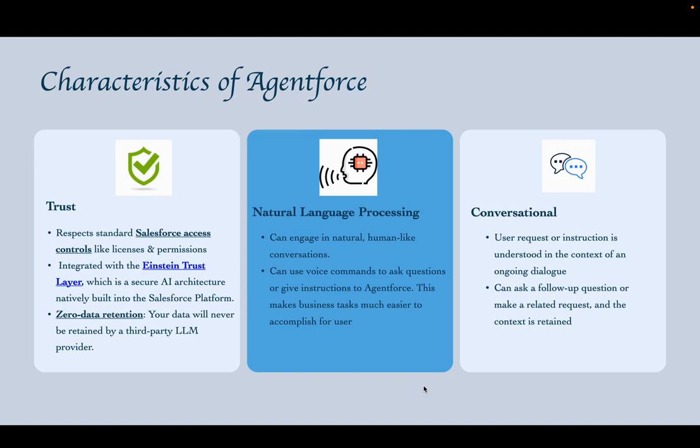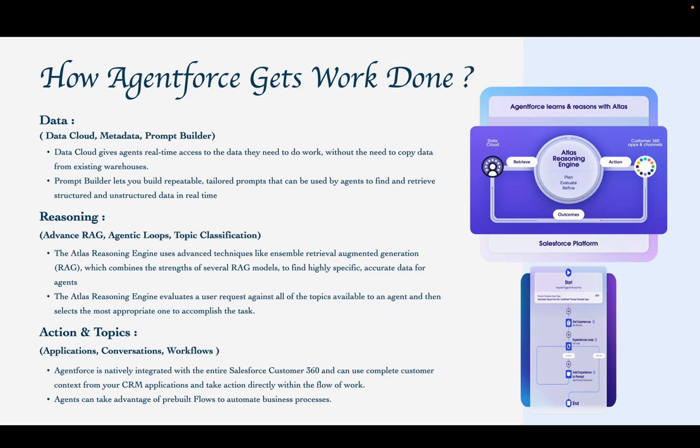Now that we see all of these characteristics of AgentForce, let's see how AgentForce actually gets all this work done in the backend. So AgentForce actually needs three things to get the work done, and that is data, reasoning, and actions and topics. Now let's take a closer look at each of them. The first one is data.